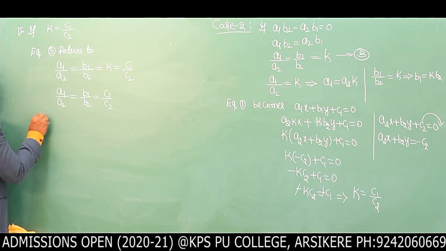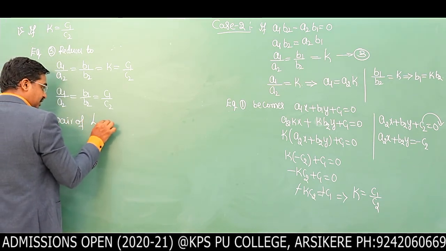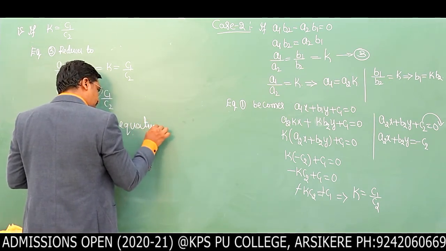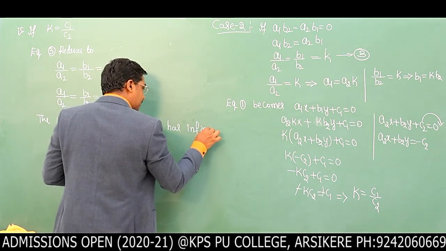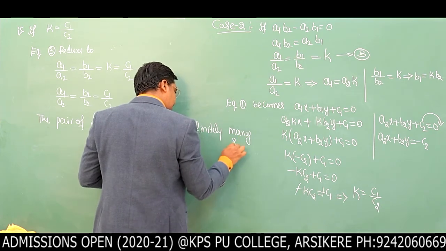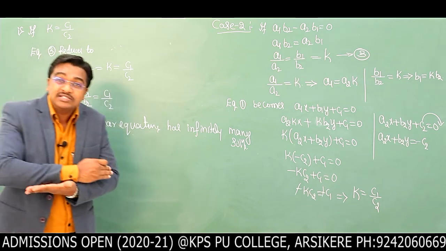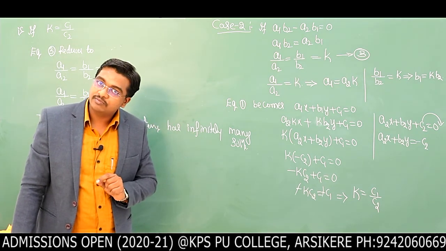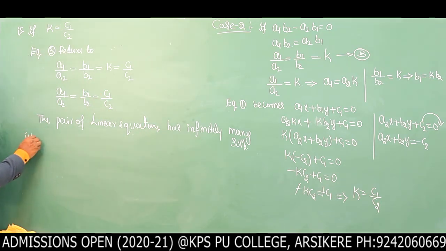The pair of linear equations has infinitely many solutions. Very good, infinitely many solutions. Why is it so? Because the lines are coincident. Each and every point on the line represents a solution. Is it understood, children? Okay, now let's discuss the second sub case here.